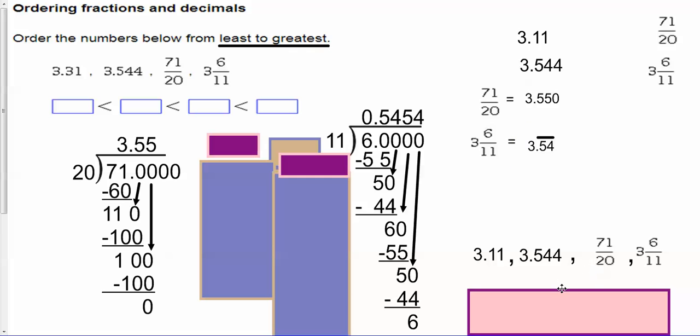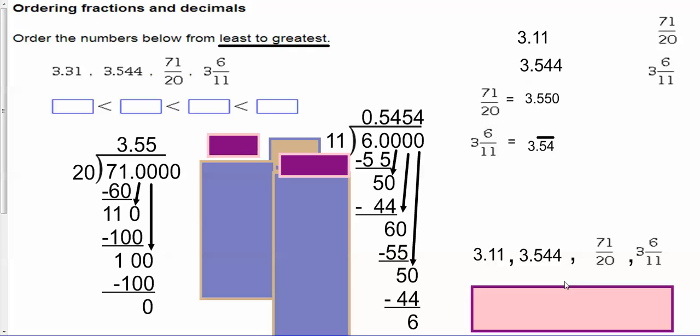Okay. See what happens when you go back and check over your work. You find your mistakes. So that is ordering fractions and decimals. Remember, make them all decimals, and then put them in order from greatest to least or least to greatest, whatever the problem says.